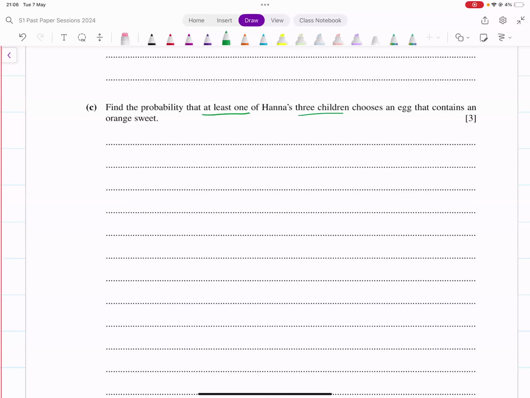At least one of the children chooses an orange sweet. Okay, that's what they're saying. Now, what if we subtract from the total the probability that all of them choose orange? Sorry, none of them choose orange, not all. None of them choose orange. And that will make this fairly quick, right? How do you find this? What's the probability that none of them choose orange?